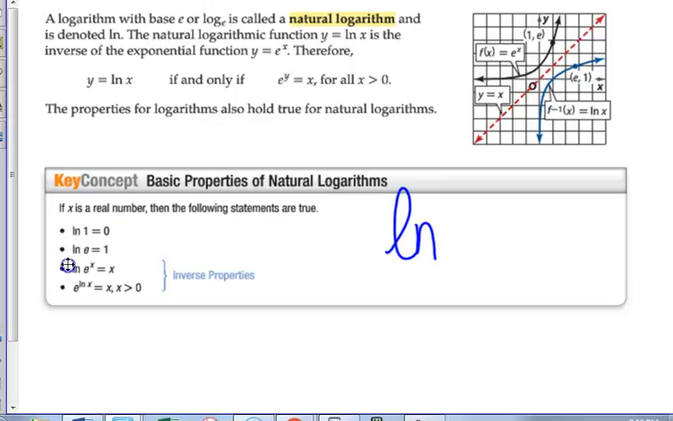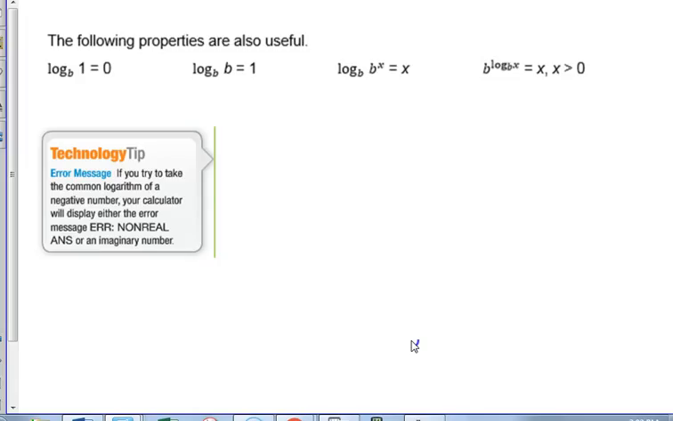Natural log of e is 1, ln of 1 is 0. This is really equivalent to log base e. We just don't ever write that. Everybody okay? All right, so we just went through all those properties.